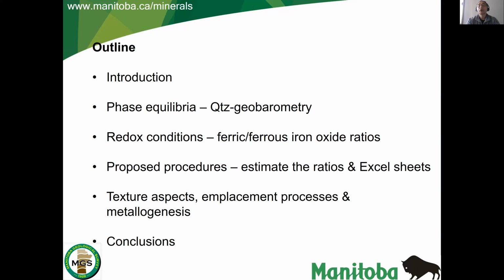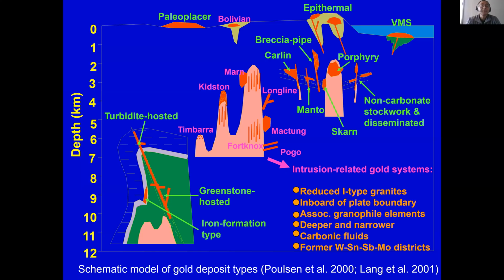This diagram shows the granite-related or partly related gold deposits at various depths, from very deep, like greenstone-hosted gold deposits, to intrusion-related gold systems, to porphyry, and to the epithermal. And from the depth perspective, you can see some of them are related to the granitoid intrusions.